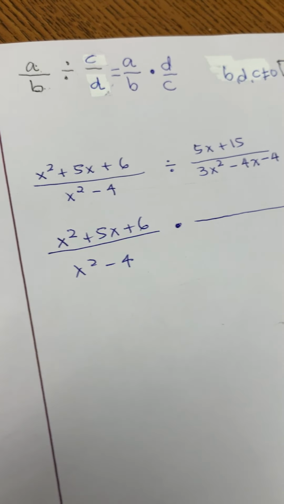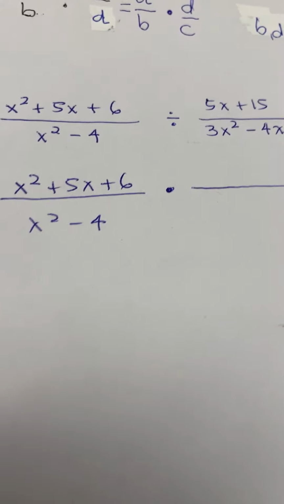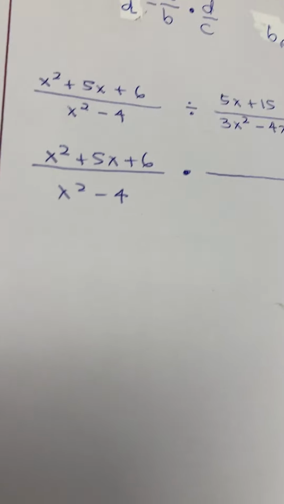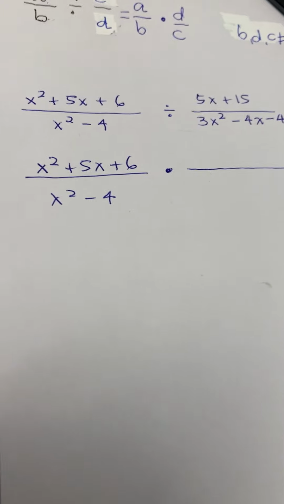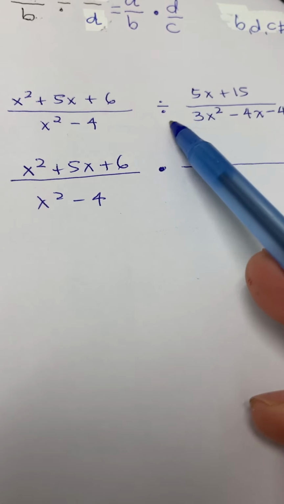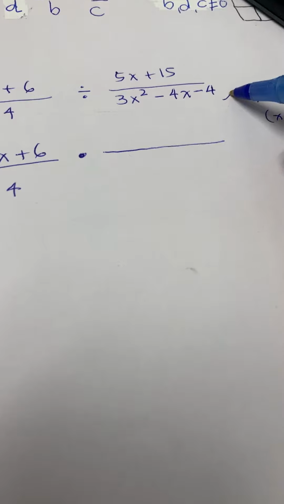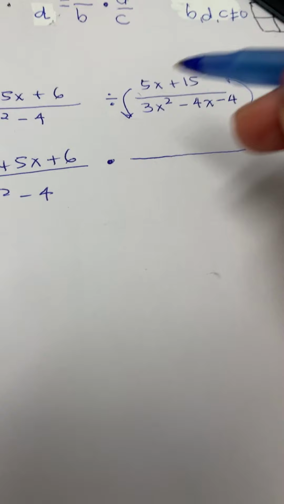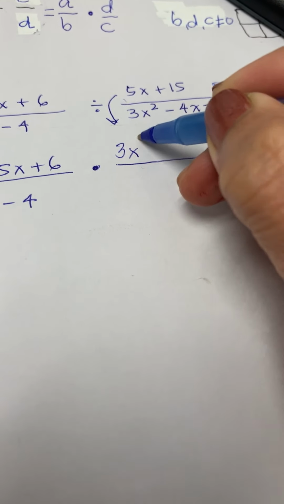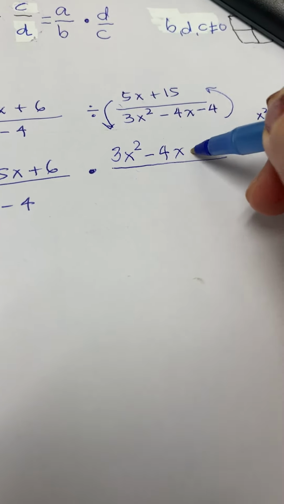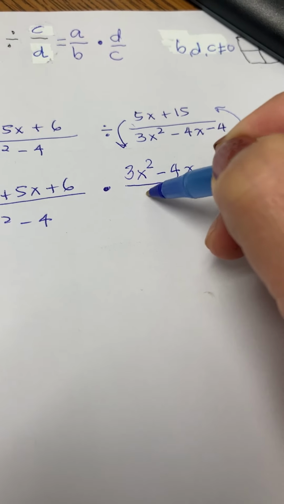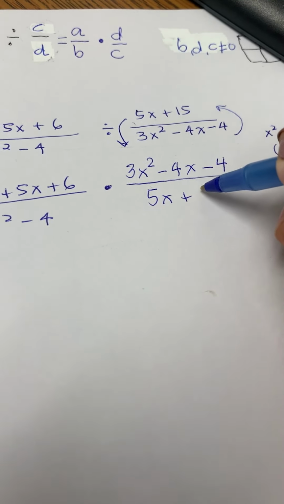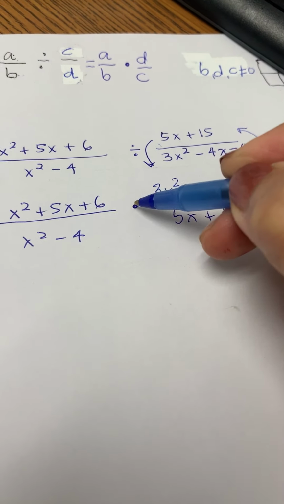So this is our example 1. Say for example you have this fraction here. So we're going to divide. Again, we're going to convert this to multiplication, and don't forget to put this in the numerator, and this one will be in the denominator. So that will be 3x squared minus 4x minus 4. And here it will be 5x plus 15. Now it's multiplication.